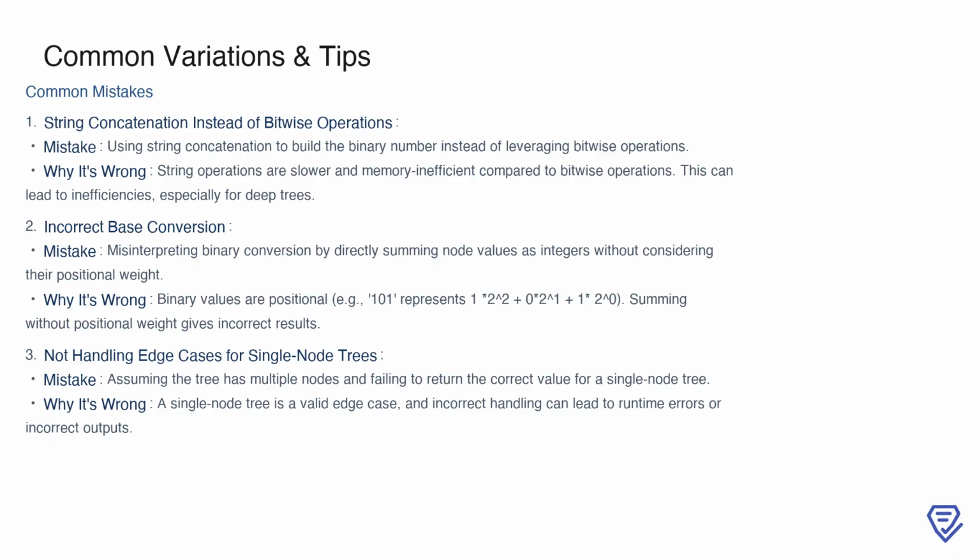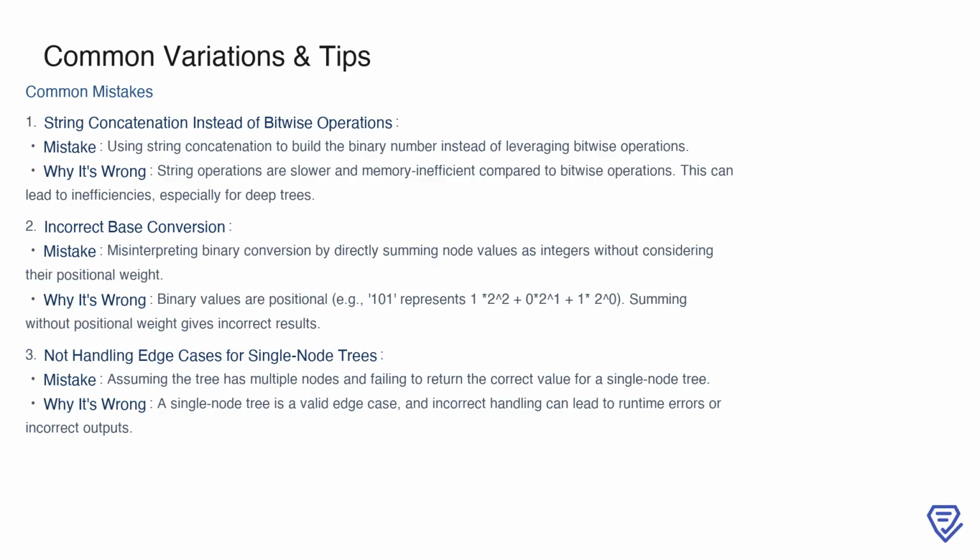Another common pitfall is incorrect base conversion. It's crucial to remember that binary numbers are positional, meaning each digit's value depends on its position from the right. For example, 101 represents 1 times 2 to the power of 2, plus 0 times 2 to the power of 1, plus 1 times 2 to the power of 0. Ignoring these positional weights and summing node values directly as integers leads to incorrect results.